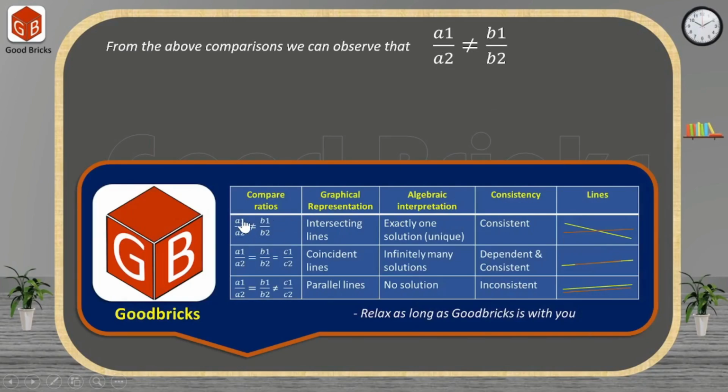See here. If a1 by a2 is not equal to b1 by b2, then the given pair of linear equations are intersecting lines. See, this is how they will intersect. So that is the conclusion of this question. Therefore, the given pair of linear equations are intersecting lines. Hope you got good clarity on the question which we have discussed.